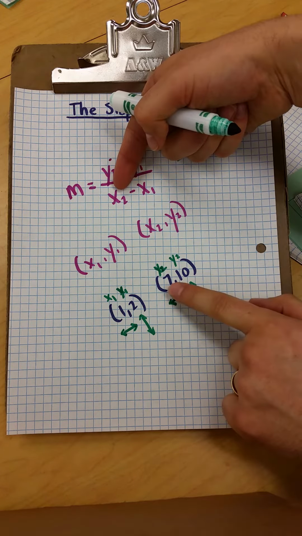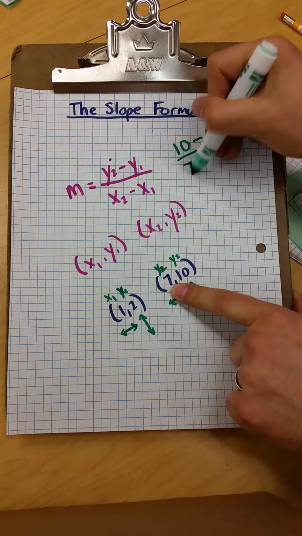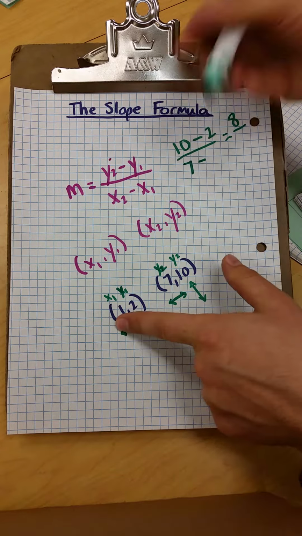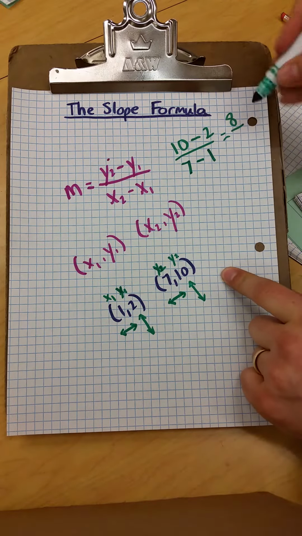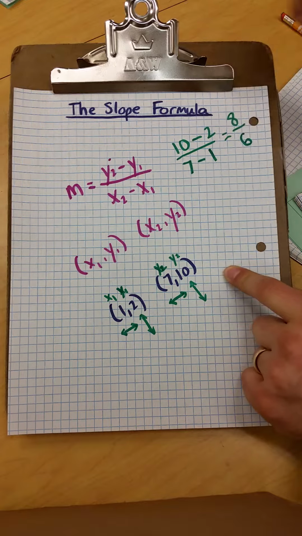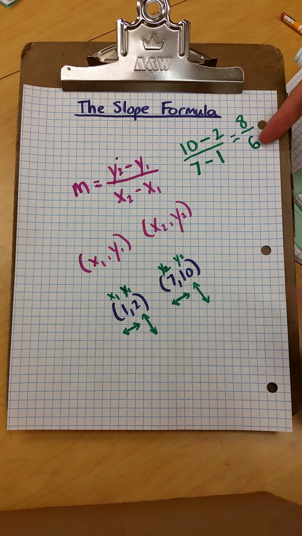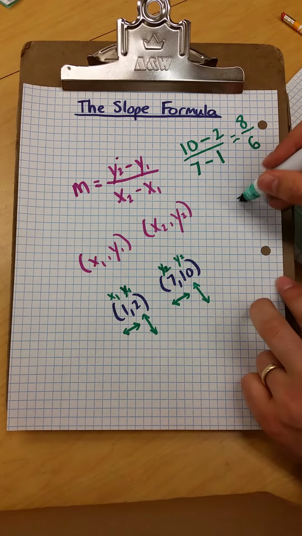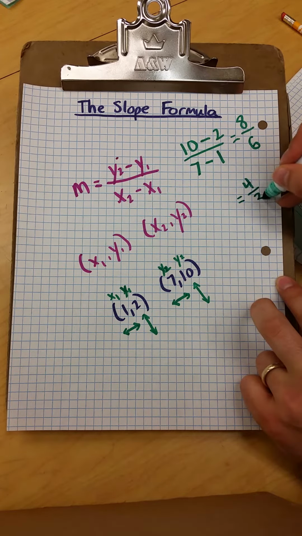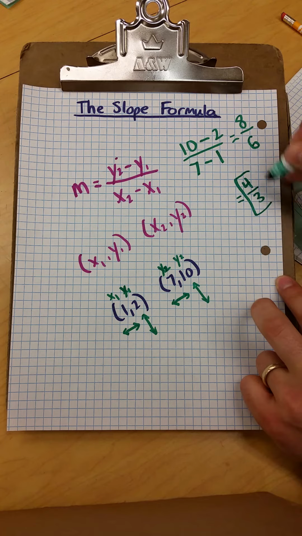This is your x-coordinate from your second point, which is 7, minus your x-coordinate from your first point, which is 1. 7 minus 1 is 6, which is to say you went up 8 and over 6. Okay, when you reduce it, you end up with 4/3, which we say is our slope in simplest form.